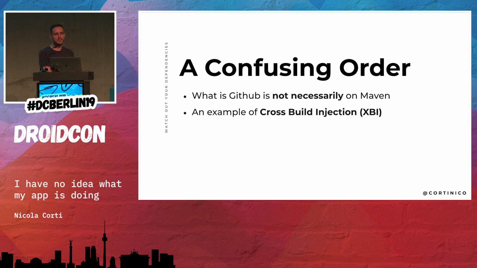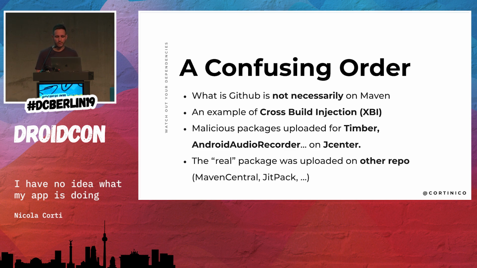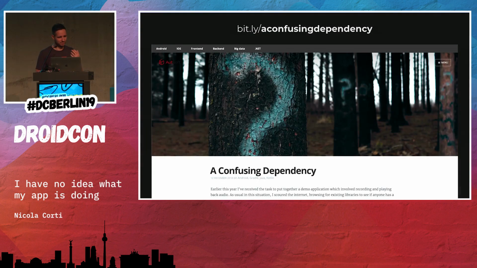That's extremely important to understand, because you might end up in a kind of attack called XBI, cross-build injection, and you will have code in your build that you don't expect, and might have malicious side effects. Malicious packages got uploaded for Timber and Android audio recorder on JCenter, and Android developers just started using them. The problem is that the real package, for example for Timber or Android audio recorder, was not on JCenter. So JCenter had a free spot for that artifact. Stuff got uploaded on JCenter, and developers started to use it.